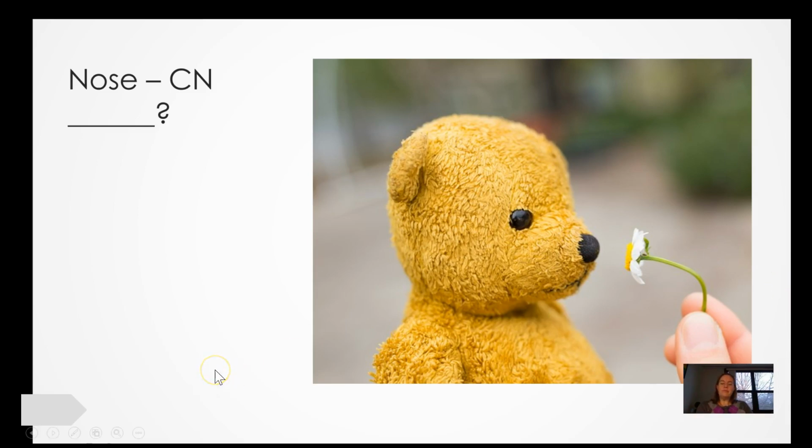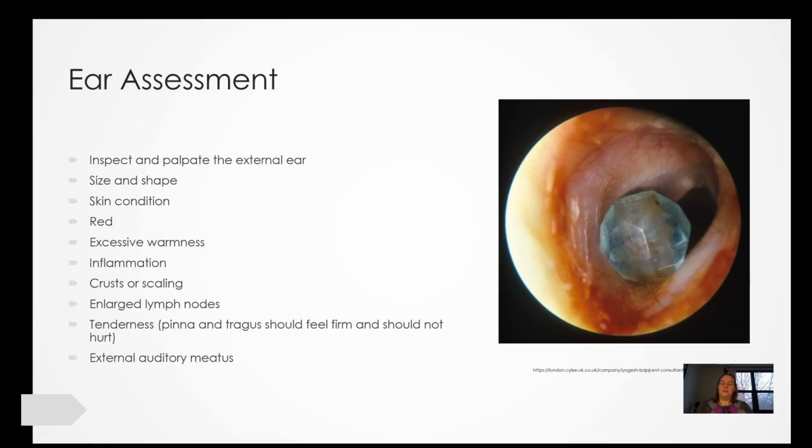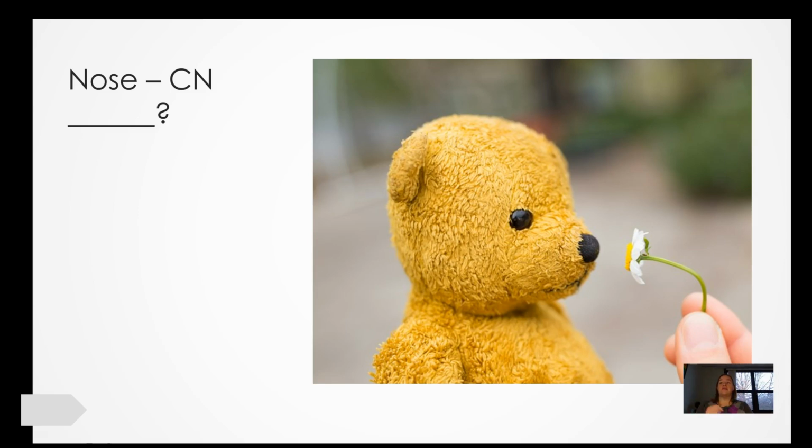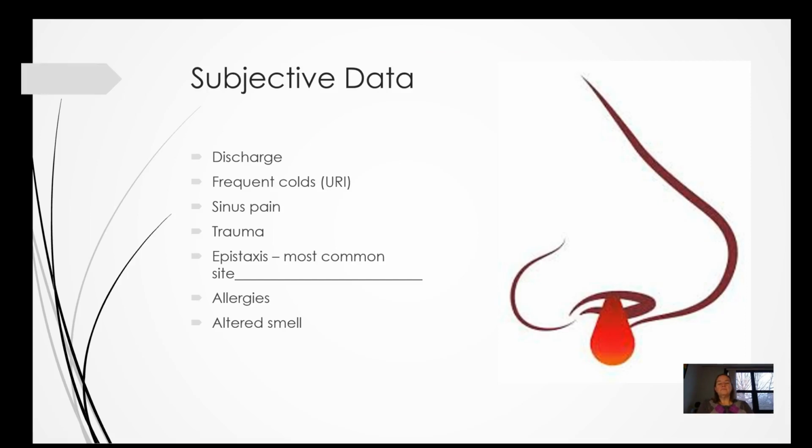Okay, so for cranial nerve 8, how do we know that our ears are working? Good. If they're listening and following my commands, they're answering my questions, I can say that their hearing is intact and cranial nerve 8 is fine. Okay, cranial nerve number, what is the nose? One nose, right? So cranial nerve number 1 is the nose.